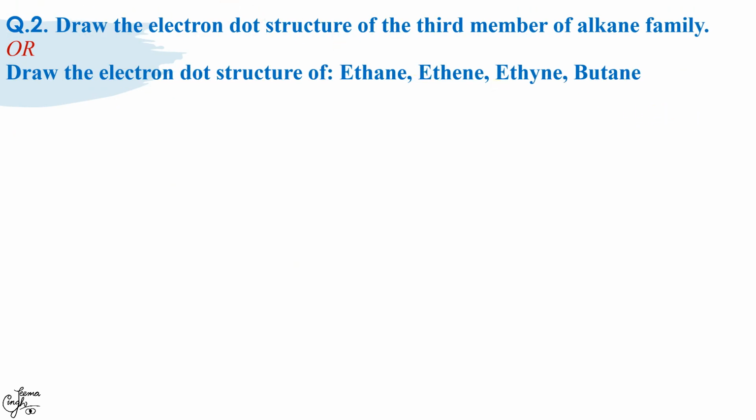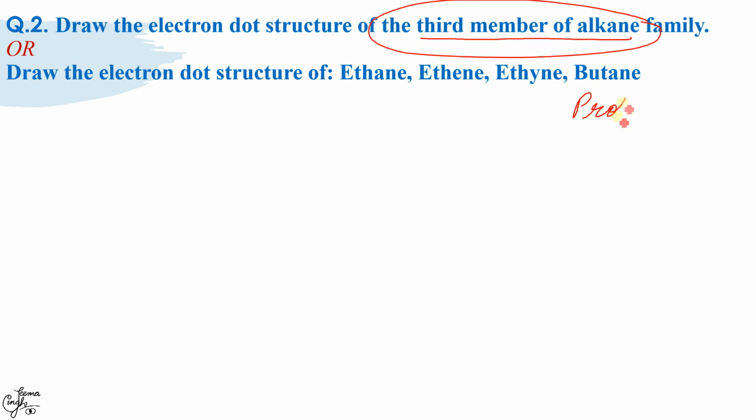If in case you have a question like draw the electron dot structure of the third member of alkane family. The first member is methane, second is ethane, third is propane. So you have to draw the electron dot structure of propane. First write down propane, then just split it. Prop means you have 3 carbon atoms. The general formula is CnH2n plus 2. Alright, so C3H6. Am I correct? No, C3H8.